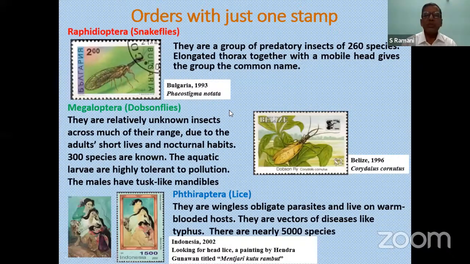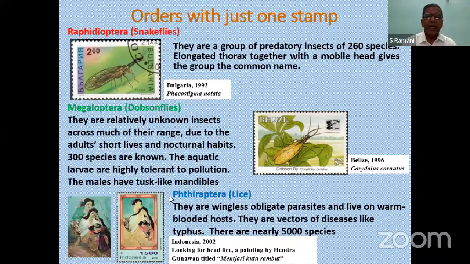If you look at another order, Dobson flies, Megaloptera, these are relatively unknown insects because, due to their short adult lives and nocturnal habit, not many would have seen them. There are about 300 species known, and the aquatic larvae are highly tolerant to pollution. The males have tusk-like mandibles. You can see here tusk-like mandibles. And this is the Thomson fly, a single stamp produced on this order from Belize.